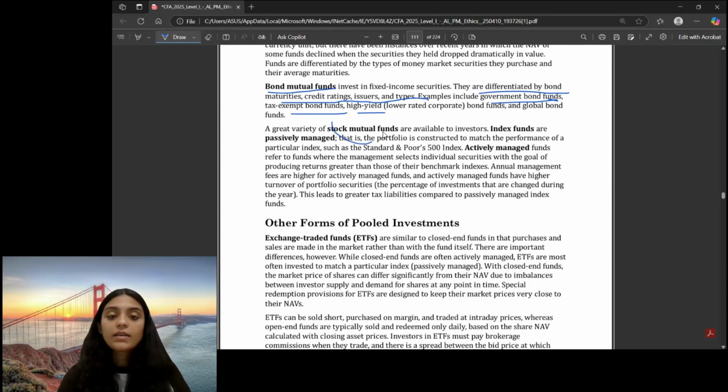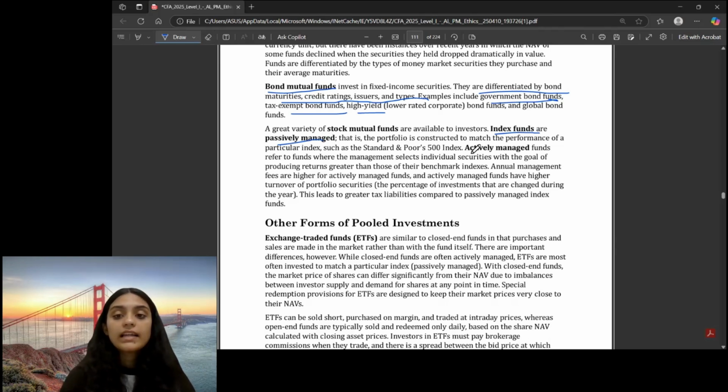Then there are different types of stock mutual funds. So what are stock mutual funds? There are different types. First is index funds, which are passively managed. These types of funds are typically constructed to match the performance of a particular index. For example, that portfolio will match the performance of Nifty 50. So an index mutual fund will match the performance of Nifty 50.